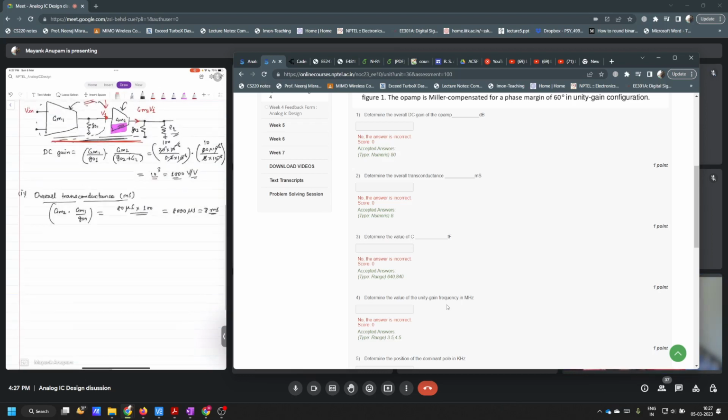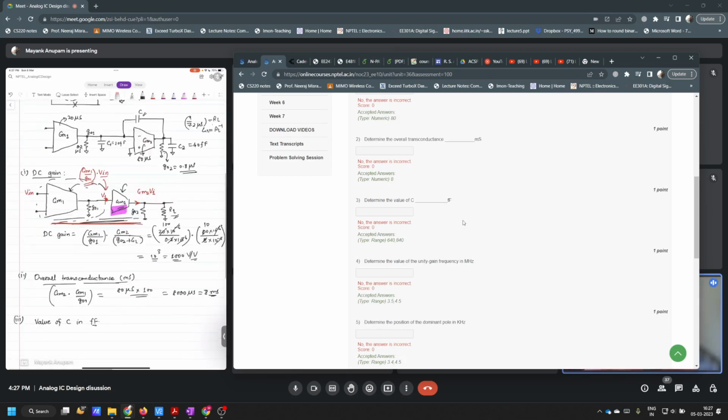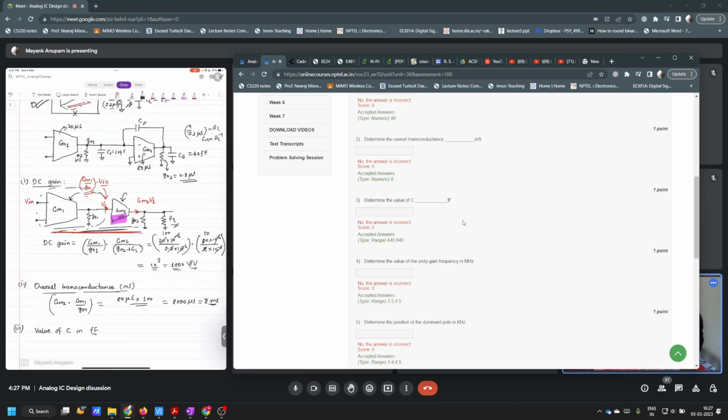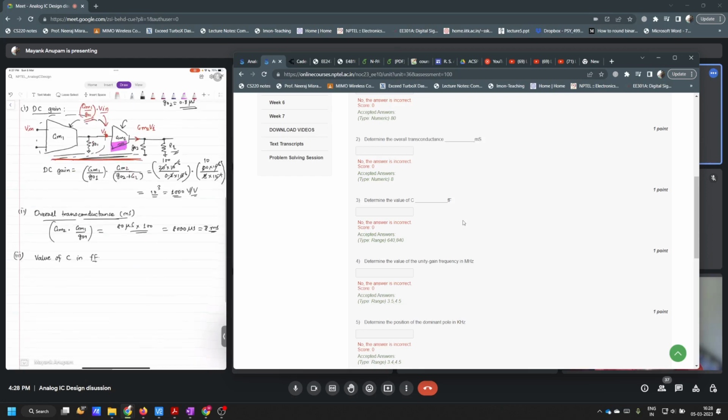Cool. So that's done. Now what is the third question? Determine the value of capacitance C in femtofarad. Value of C in femtofarad. So what will you do to calculate the value of C? Phase margin equal to 60 degrees.